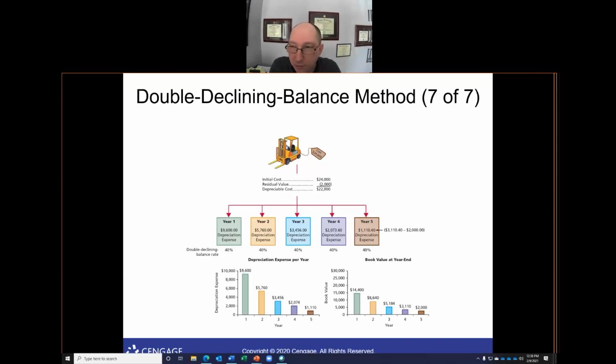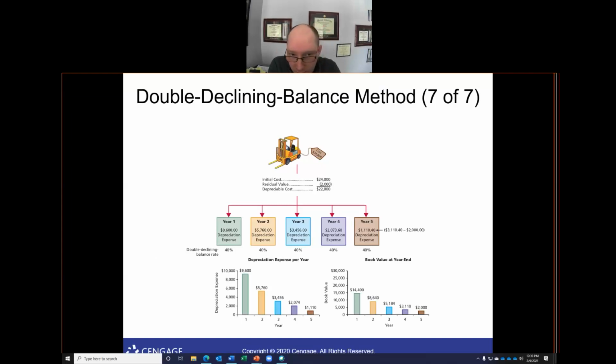And here's a graphical representation of it. 24,000 minus 2,000 is 22,000 depreciable cost. You take your initial cost, 24,000, times the double declining balance rate, 40%. You get 9,600 for the first year. Then you take your book value minus your depreciation from year 1 to get the depreciation expense for year 2, so forth and so on.